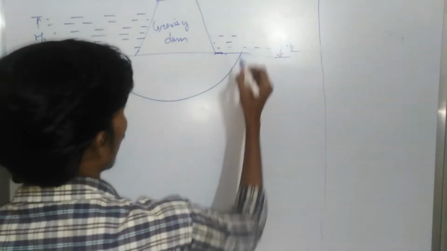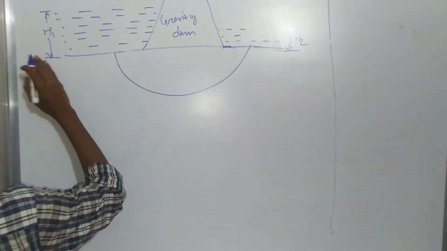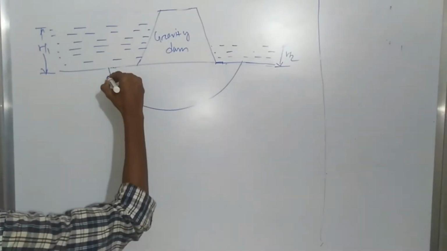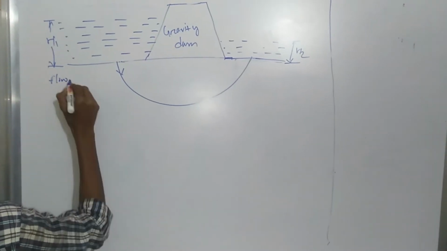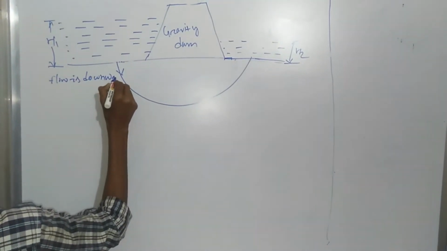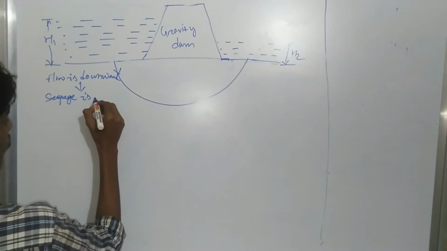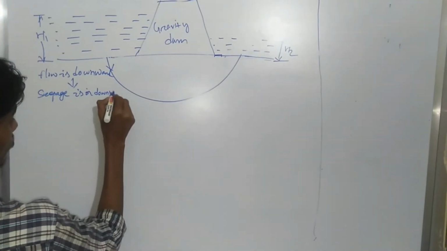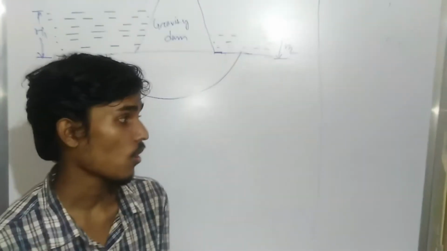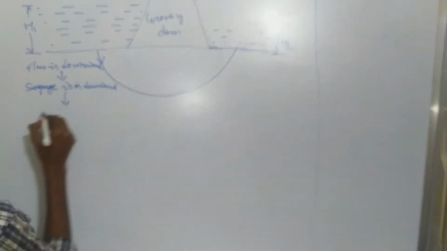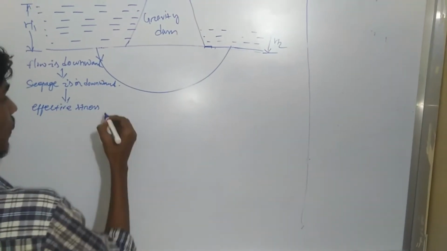The seepage will occur under the foundation of the gravity dam. Here is the upstream side and this is the downstream side. On the upstream side, the flow is downward. When flow is downward, the seepage will occur in the downward direction. This is the case of the downward flow condition. In the downward flow condition, the effective stress increases.